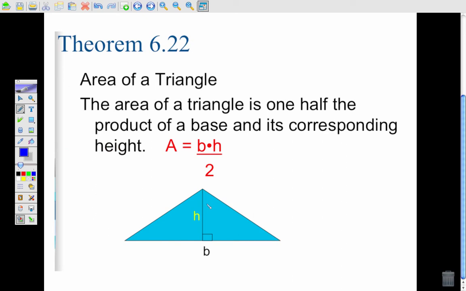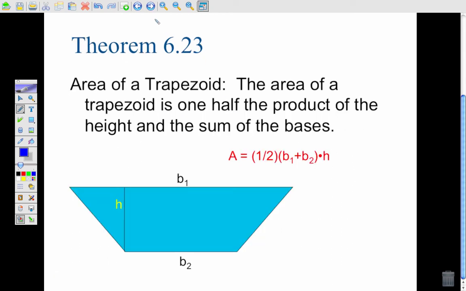Okay, area of a triangle. Again, you have to find the height. You don't use the side. We're used to that on a triangle. So just make sure you find that perpendicular height.